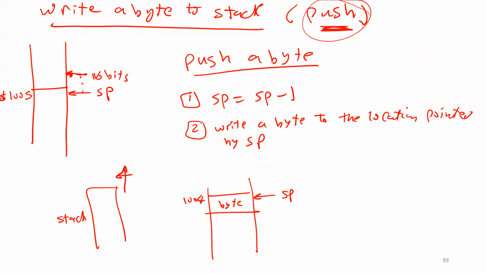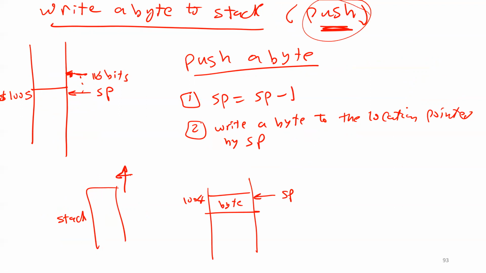Now, how can you write? Okay, it's the same idea. So number one, if I want to write a byte, I have to change SP to point to a new empty location. Then I'm going to write the byte at this location. Okay, can you explain it again?